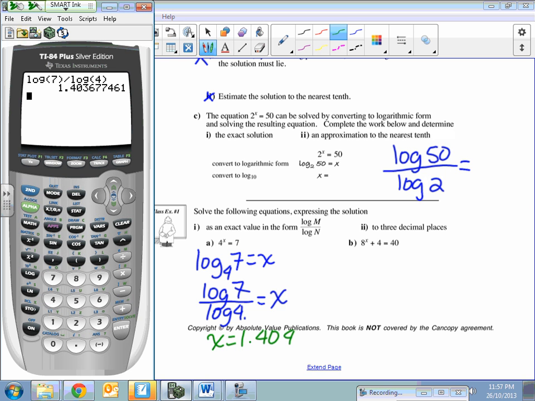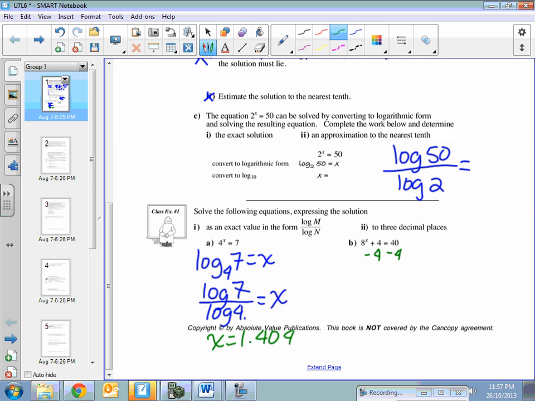In part B, it's a little bit different. You have 8 to the x plus 4 equals 40. So all you want to do is just subtract 4 from both sides to get 8 to the x. 8 to the x equals 36. Okay, you can't write these with the same base, so let's just put it in logarithmic form. So log, our base stays the same, our base is still 8, of 36 equals x.